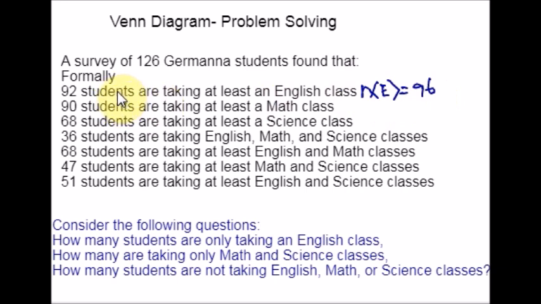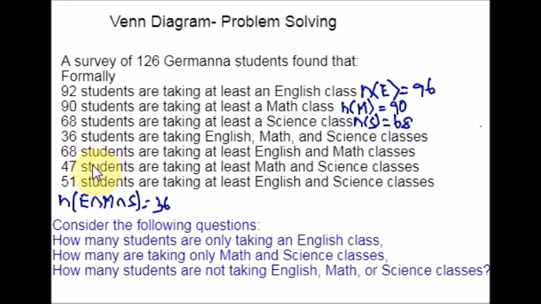In the same way, 90 students are taking at least a math class, so N of M would be 90. Now the third one, 68 students are taking at least a science class, so N of S is 68. And 36 students are taking English, math and science classes. So it is just the combination of all these 3, the common part. So N of E intersection M intersection S is going to be 36.